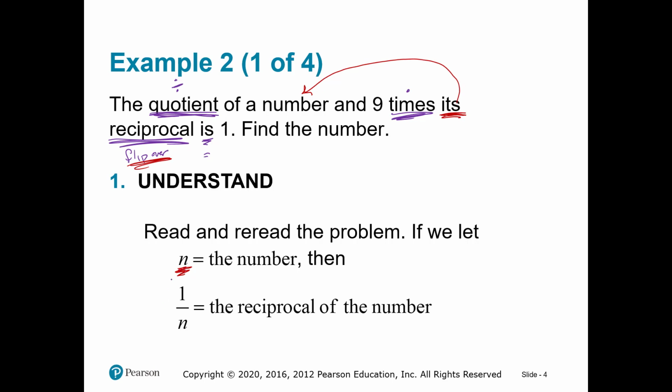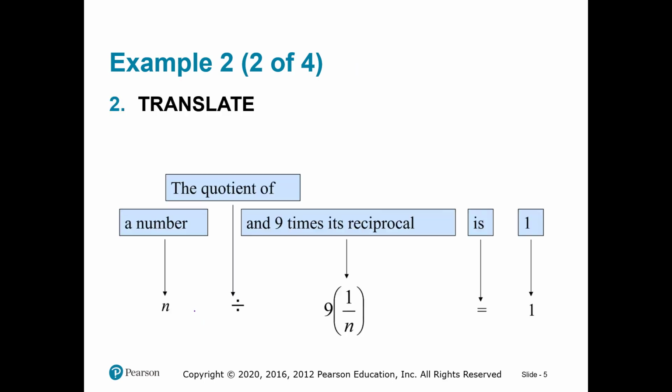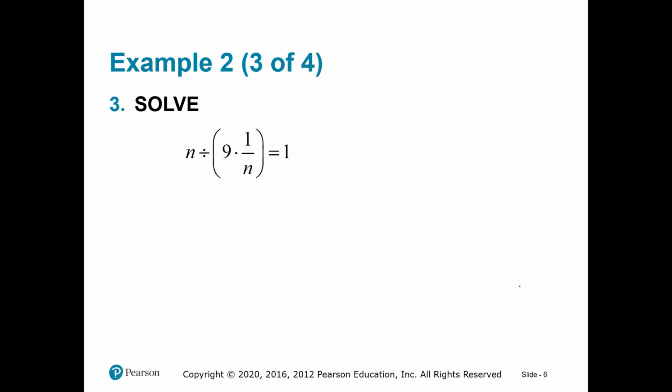If my number is n, I flip n over, and by the way, you can write n as n over 1, can't you? And when you flip it over, then you get the 1 over n. Yes? Okay, let's take a closer look. We have the quotient, which we already discussed was division, of a number. There's our n. And 9 times, remember what times means? It means multiplication. So there's the 9, and there's a little times in between here. The reciprocal of the number is meant equal, and then we have 1. Agreed? And this is what it looks like.